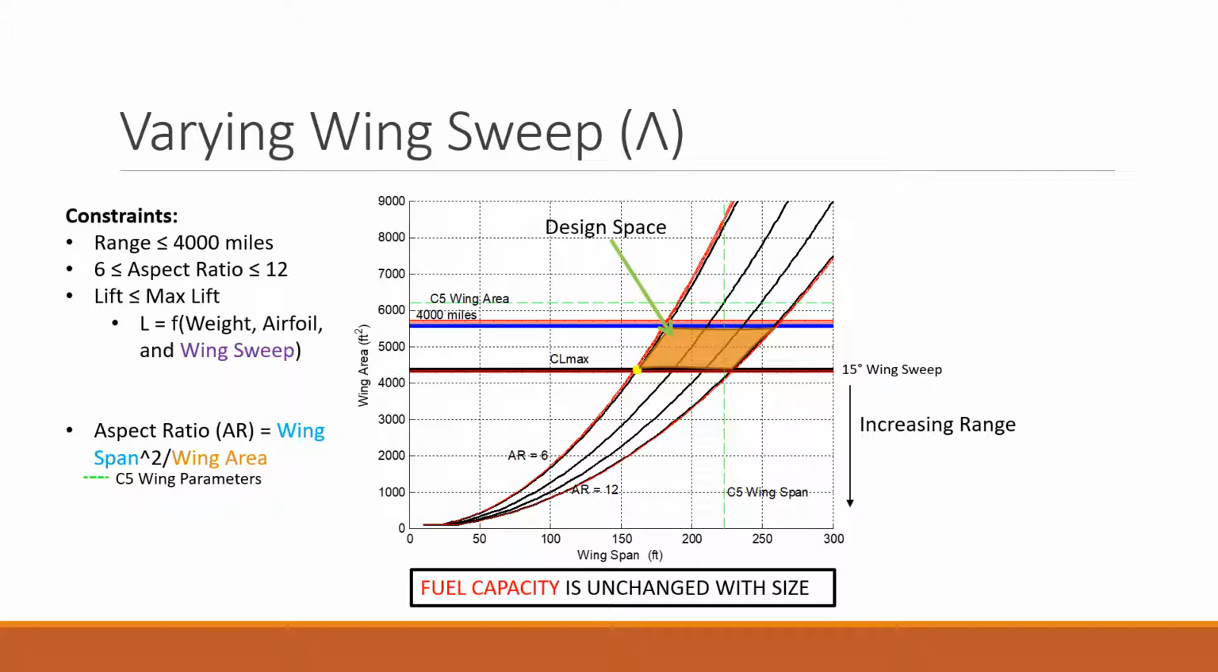This is all for 15 degrees wing sweep. If we end up varying wing sweep by increasing it, we actually reduce the design space. And when we get up to 35 degrees wing sweep, we actually don't have any design space at all. So that shows that 15 degrees wing sweep is actually our optimum point.